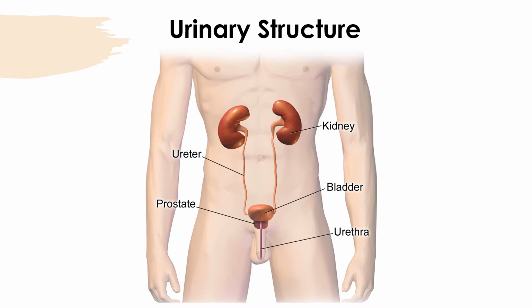So where is urine formed? It starts in the kidneys, right? Our urine is formed in the kidneys, and we're going to get a little bit more in depth on how it's formed. But the urine drains through the ureters, it's stored in the bladder, and it passes out through the urethra.